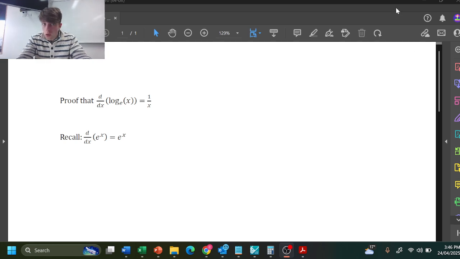Today we're going to be looking at the derivative of log e of x. So how do we find this derivative? I'm going to show you two ways of finding this derivative. The first one is shorter. The second one's using the definition of the derivative.